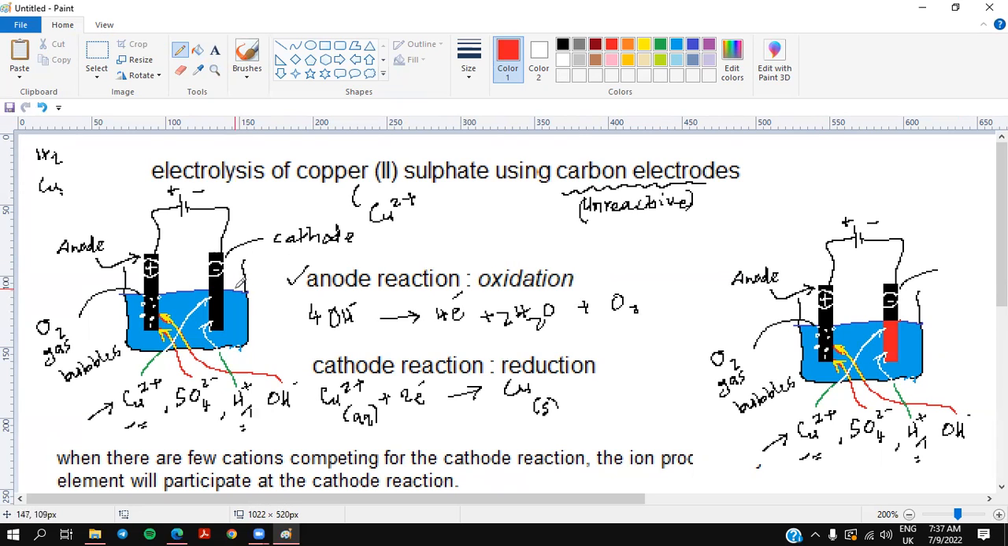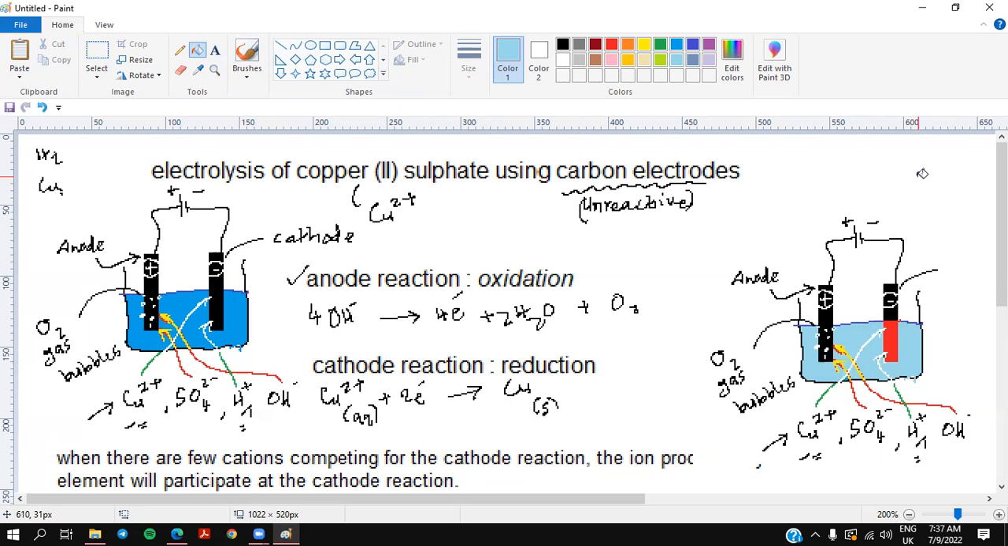But one more thing happens. The solution is blue because of copper ions. Copper 2 plus ions deposit on the cathode from time to time. As it happens, the concentration of copper 2 plus in the solution decreases. Therefore, the color decreases, and the entire solution goes to light blue. These are the biggest two changes.